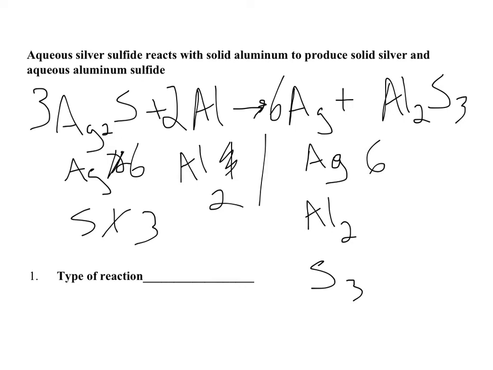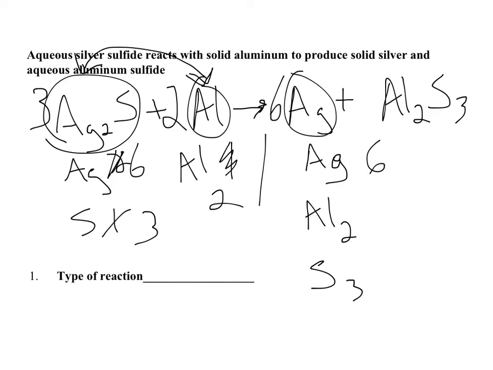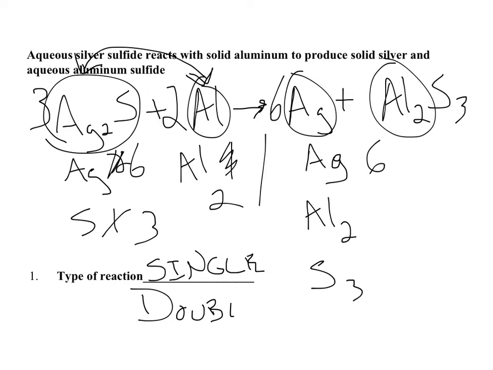This type of reaction where we have a compound and an element on the reactant side, and the 2 metals in this case trade places. So the silver now is by itself, the aluminum is part of the compound. That's called a single replacement. So double replacement is 2 compounds where the halves trade places. When you have 1 compound and an element where the elements trade places, that's called a single replacement reaction.